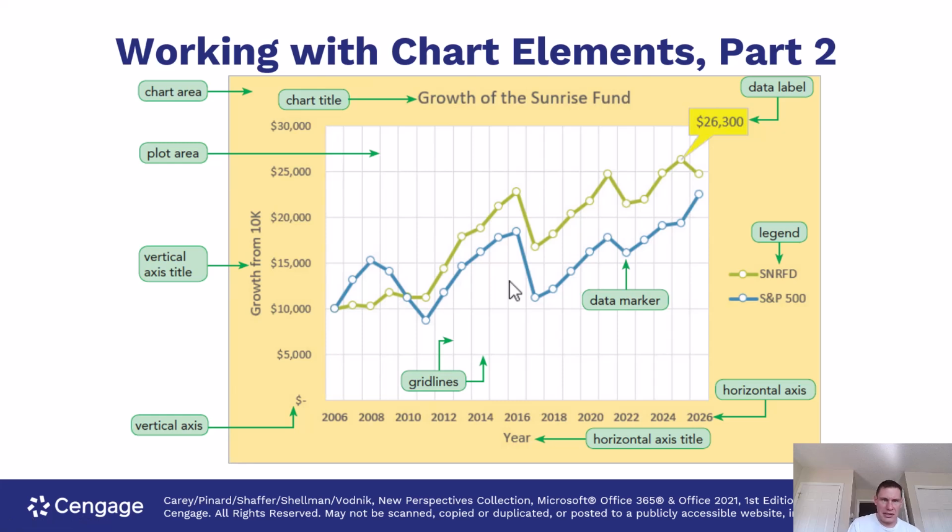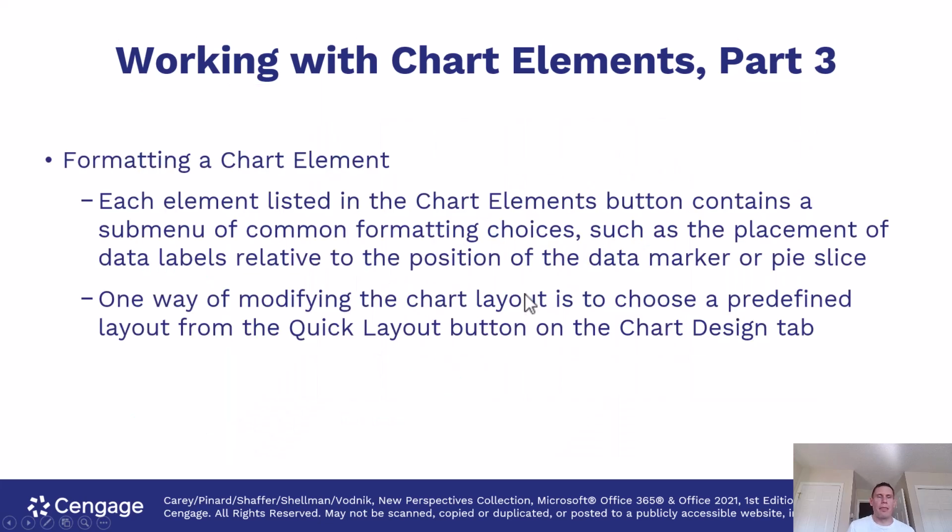So here we can kind of see an example, right? We have the plot area in white. We have our vertical axis title and horizontal, so growth of 10K and year. We've got our grid lines. We've got the legend here, the blue and the green, and the S&P 500. And then obviously the chart, you can see the data depiction itself.